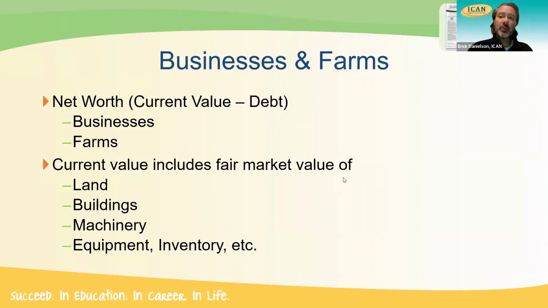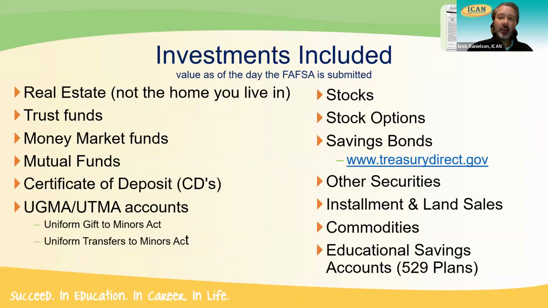As far as the second question where it's asking for investments, the investments that you would be counting, not the home that you live in, but other real estate, land, rental properties, net worth value minus debt, trust funds, even if you can't touch them until the age of 30, trust funds are still something that would need to be counted. Money market funds, mutual funds, CDs, UGMA accounts, stocks, bonds. The very last one, 529 plans. 529 plans are an asset that must be counted.